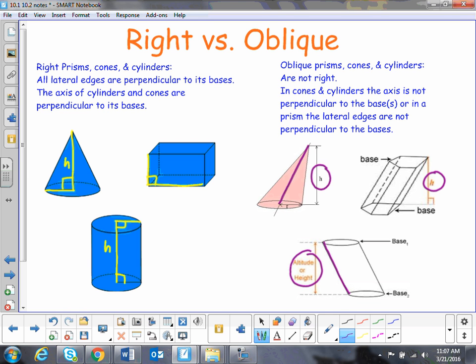I want you to draw at least one of those and draw an arrow to this height and say use this H for volume, because we're about to get into volume now. So know the difference between an oblique figure and a right figure. You can have right prisms, cones, and cylinders, and oblique prisms, cones, and cylinders. Any questions about oblique versus right?